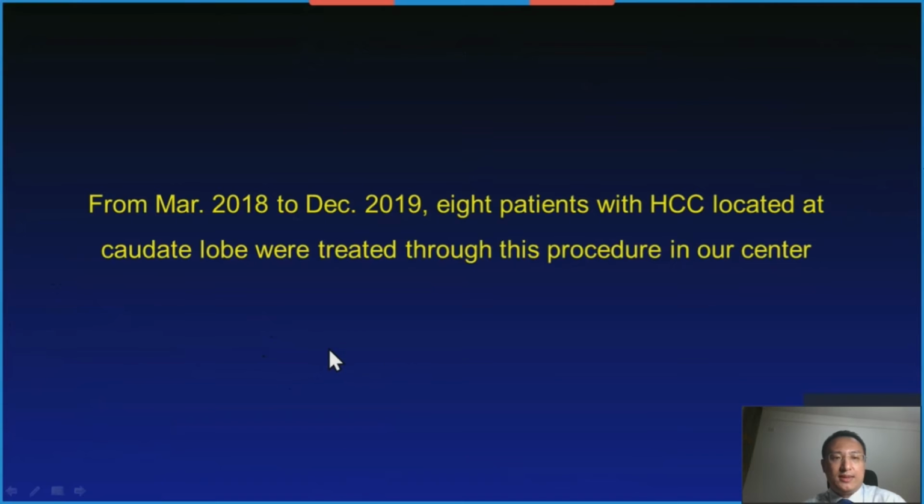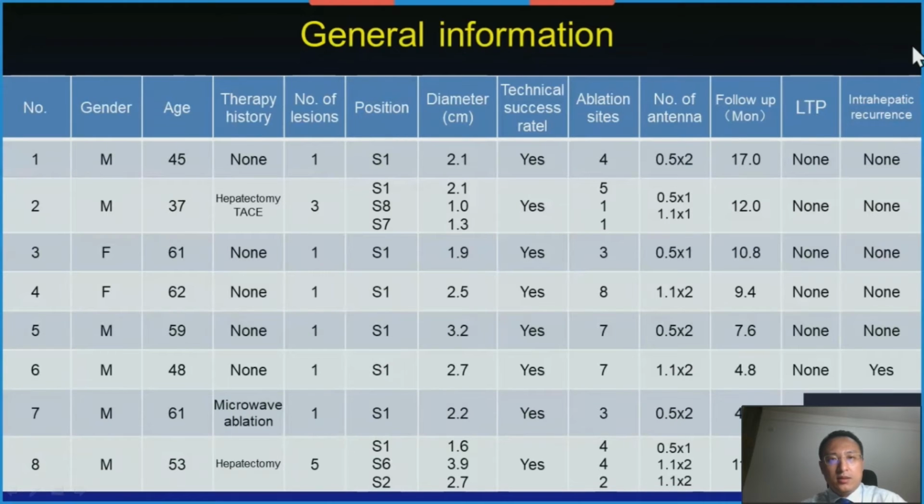From March 2018 to December 2019, 8 patients with HCC located at the caudate lobe were treated through this procedure in our center. This is the patient general information. Most patients are male, and 2 patients had multiple lesions.